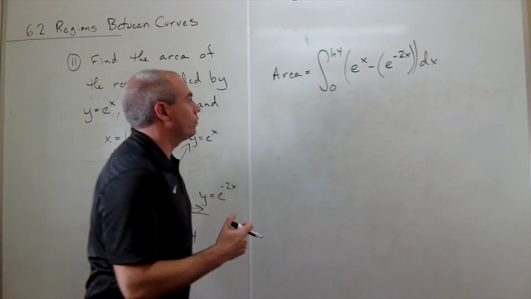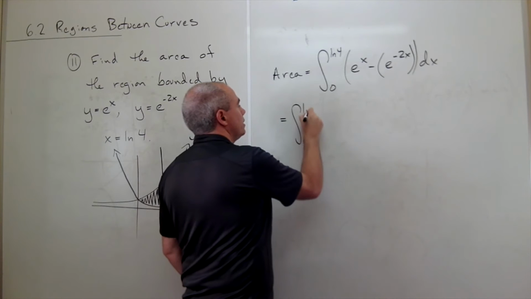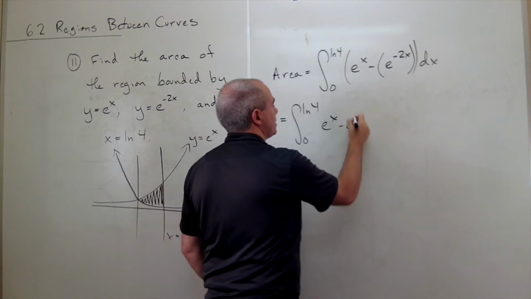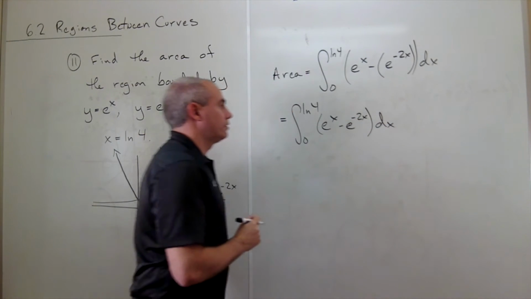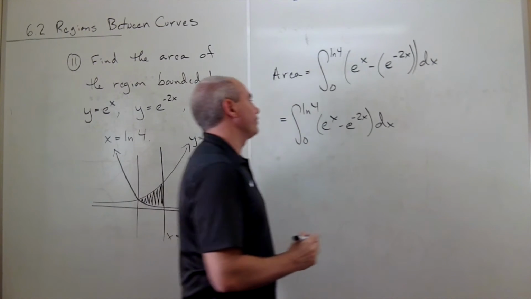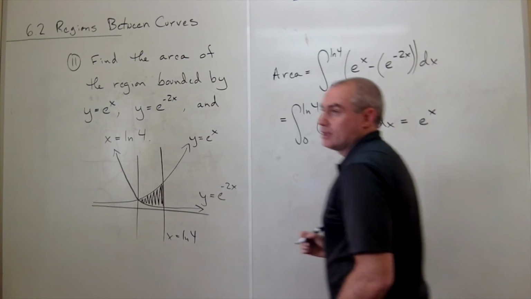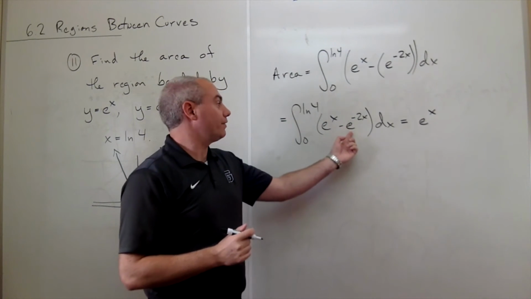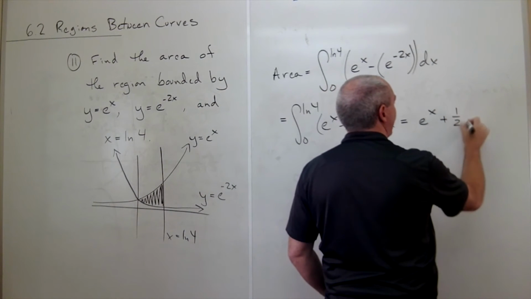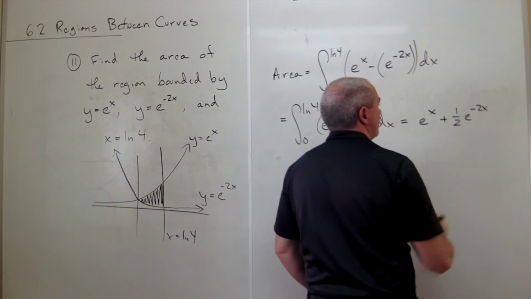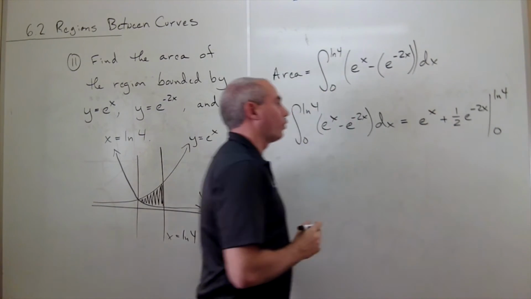All right. If you want to, we could rewrite this real quick as the integral from 0 to ln of 4 of just e to the x minus e to the negative 2x dx. Let's take an antiderivative of that. Antiderivative of e to the x is e to the x. And the antiderivative of negative e to the negative 2x is positive 1/2 e to the negative 2x. And that's evaluated from 0 to ln of 4.